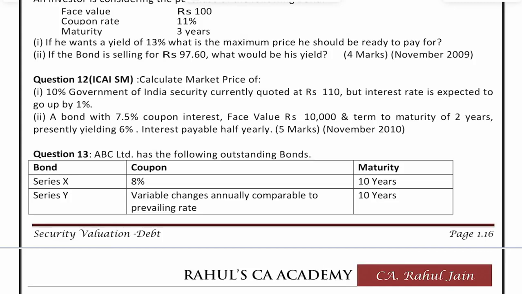When they say that interest rate is expected to go up by 1%, they're talking about prevailing market interest rates. Can a bond whose coupon is fixed, beta, change its coupon rate? Because coupon rate is fixed, changes in interest rates will impact market price. If coupon rate was also not fixed, guys, why will the price of the bond change?